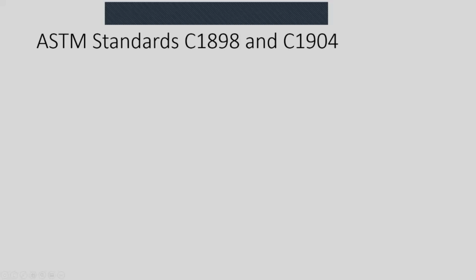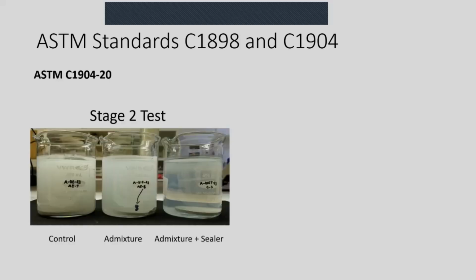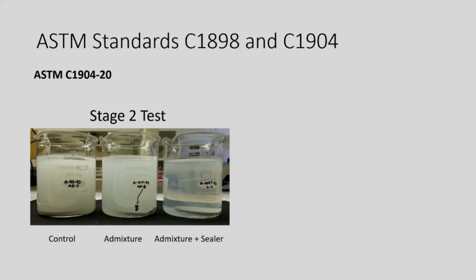So I've already touched on this a little bit, but I want to talk about two standards, ASTM C1898 and ASTM C1904. The first one I want to talk about is a stage 2 test, going back to thinking about the stages. So stage 2 test, ASTM C1904. This is a test where you take a mortar disc and you put it into a solution of bacteria. It's a solution of biogenic acid, if you will. And in a solution where there's no treatment, the pH will drop, the bacterial activity will go off the charts, and you'll have corrosion of that mortar disc.